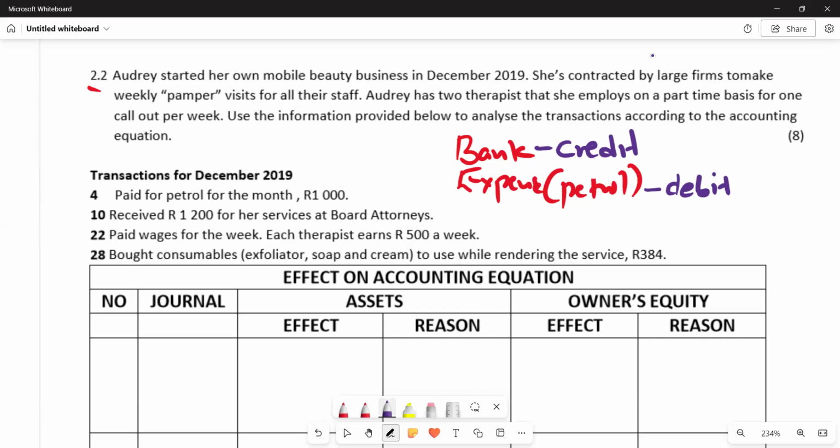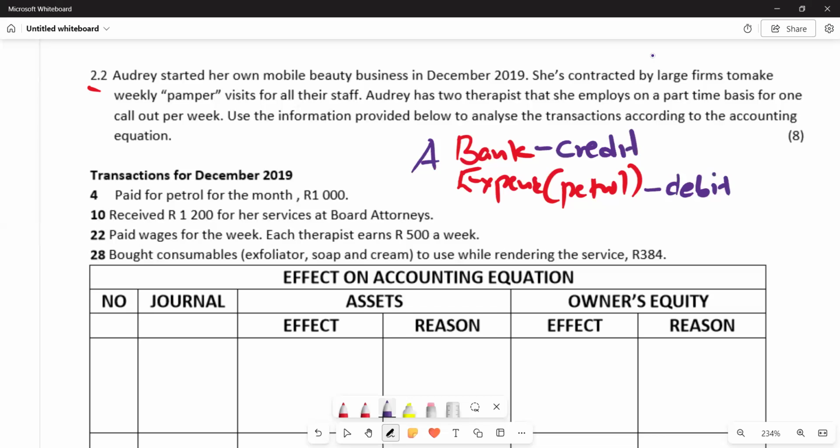Then from there now, we try to identify each and every element of this double entry. What is it affecting in terms of assets and owner's equity? We are seeing that we have the bank, and the bank is an asset. And we're also having an expense. What effect is it having here? It is having an effect on owner's equity.